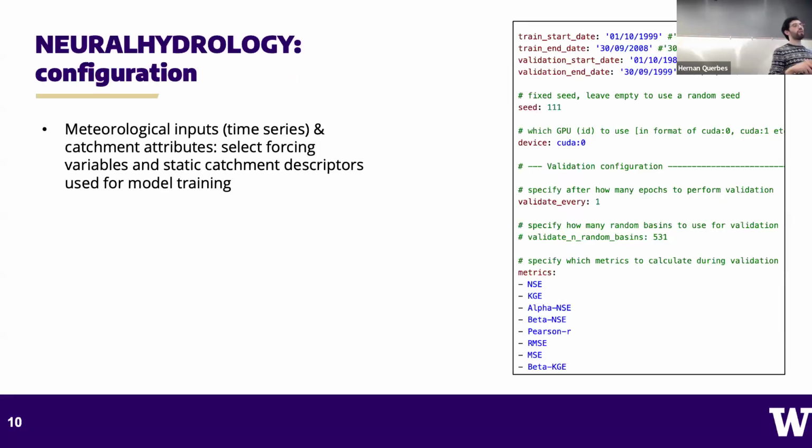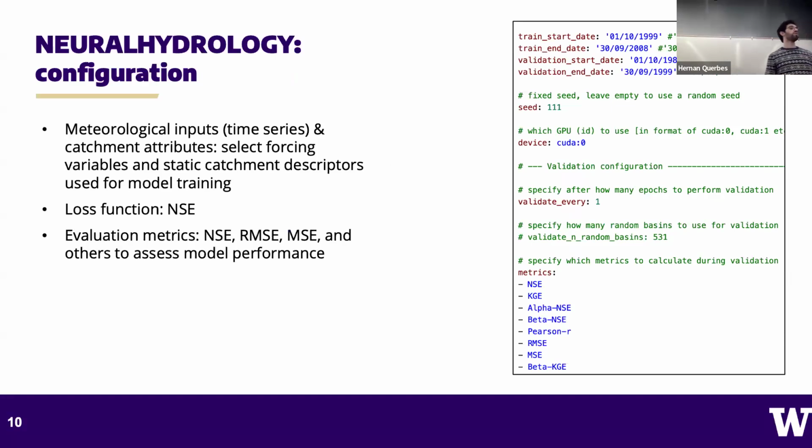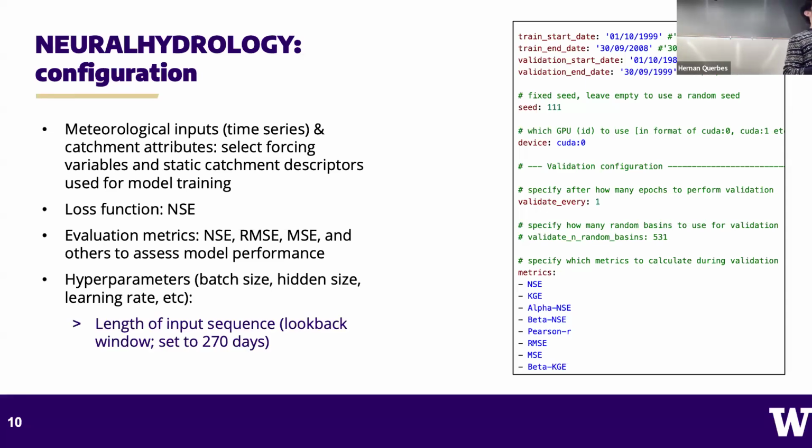So here's an example of how a configuration file looks for NeuralHydrology. Here we can see the training and validation periods. Some metrics are defined. You can also pick which dynamic inputs and static inputs you want to use. You can decide on the loss function. In this case, I'm using the NSE. I'm introducing it later, but also the metrics to evaluate the performance of the simulations, and some hyperparameters, such as the batch size, the hidden state, the learning rate.